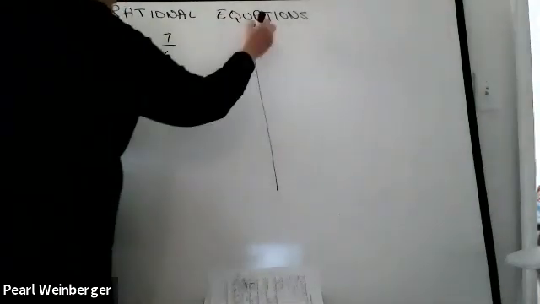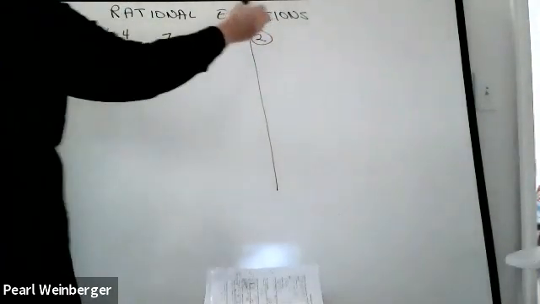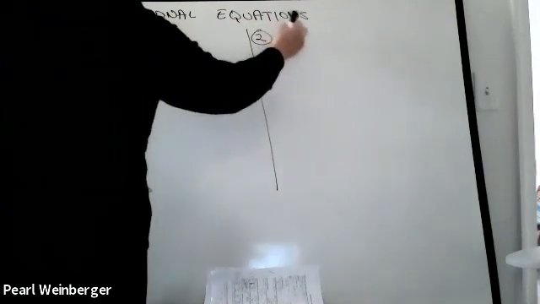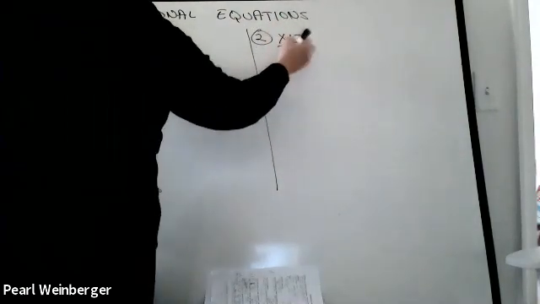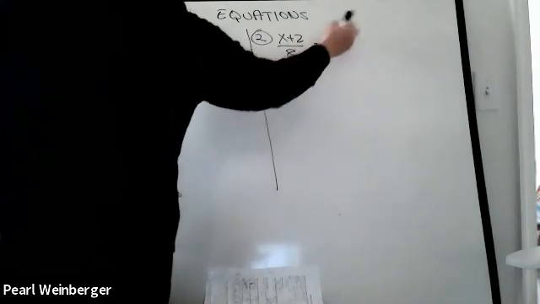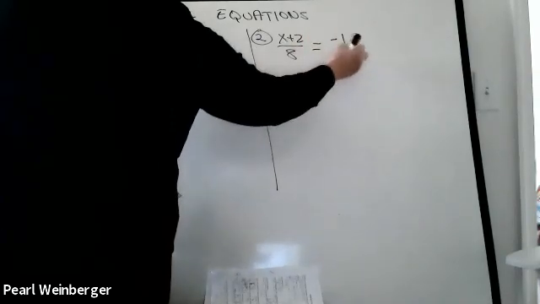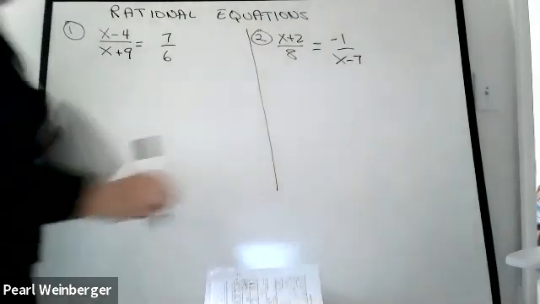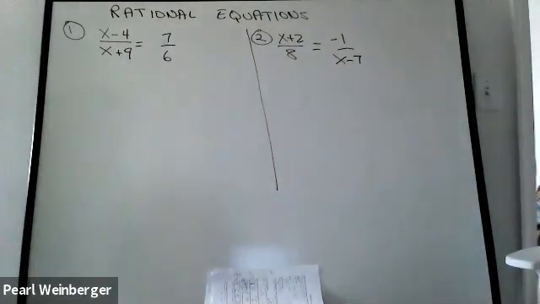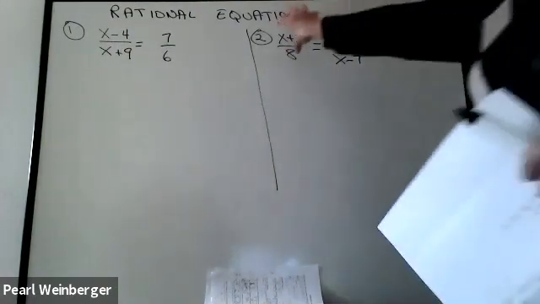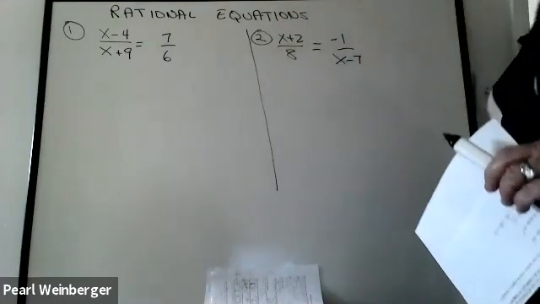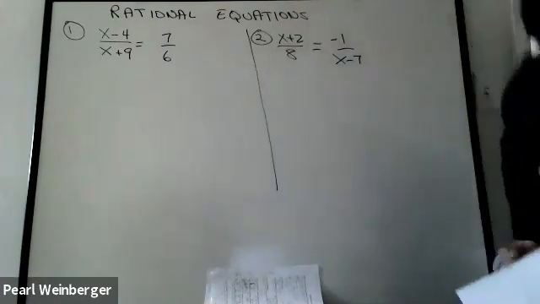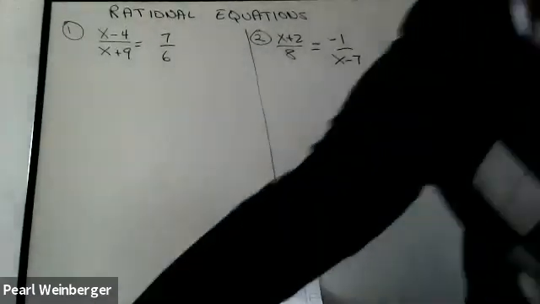And the other question I'd like you to do is x plus 2 over 8 equals -1 over x minus 7. These are 2 examples of rational equations that are what we call proportions. A single fraction on one side equaling a single fraction on the other side. Okay, I'm going to give you about 5 minutes to try these 2 problems.